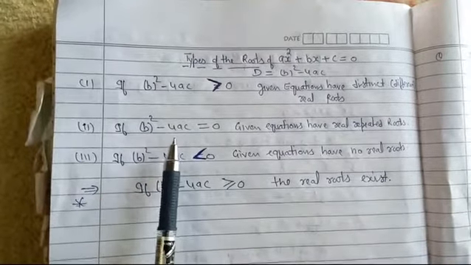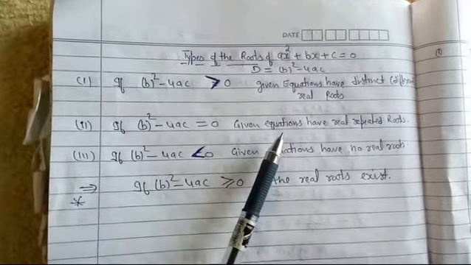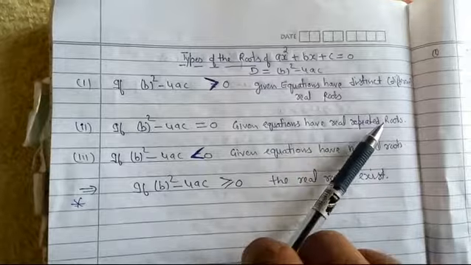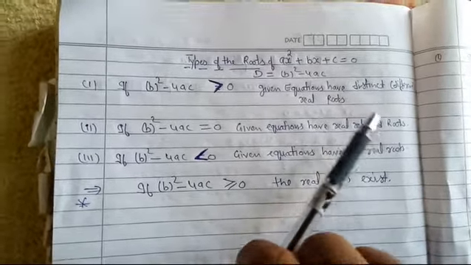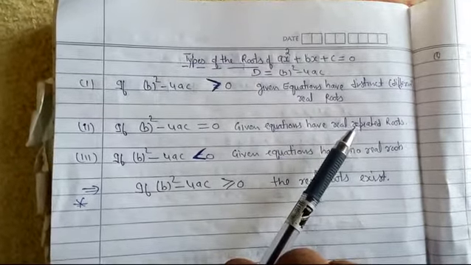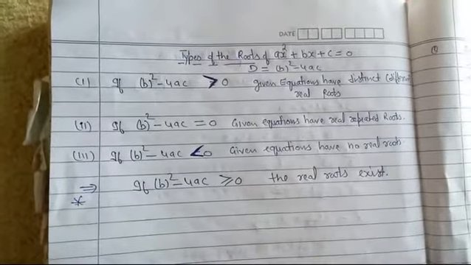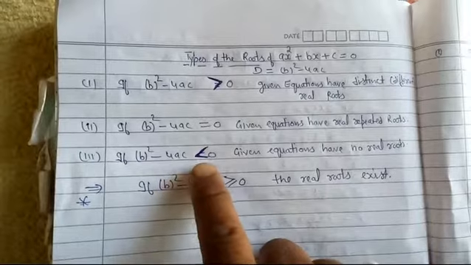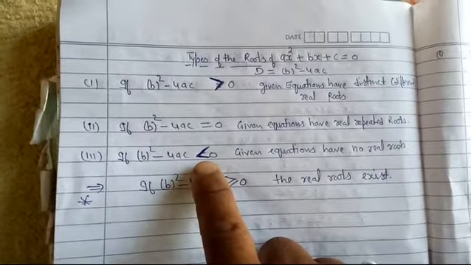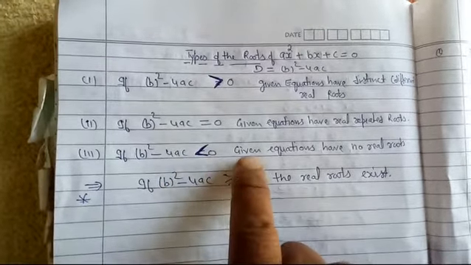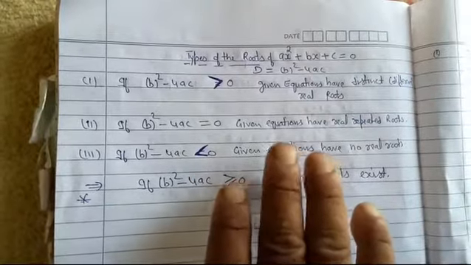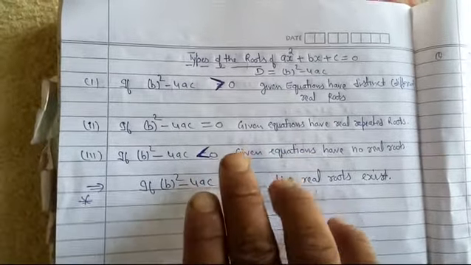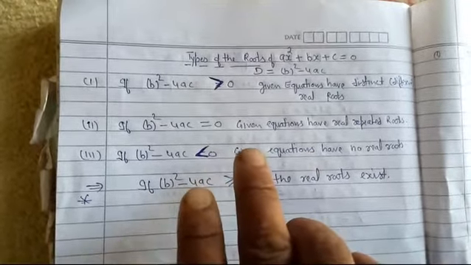And if b square minus 4ac is equal to 0, then given equations have real repeated roots, means the roots will repeat. For example, if one root is 2, then another root is also 2. And if b square minus 4ac is less than 0, means the value is coming negative, then the given equations have no real root. That means in that case only imaginary roots will exist, which is not in your syllabus.